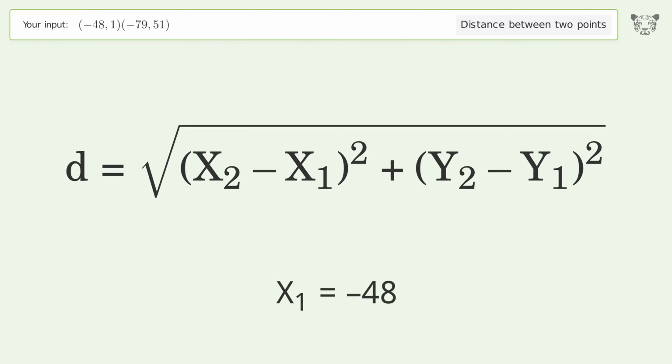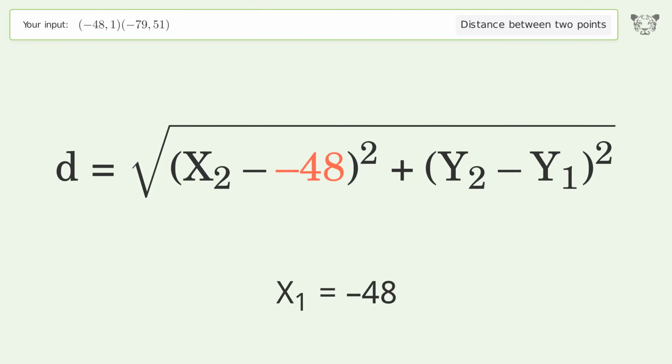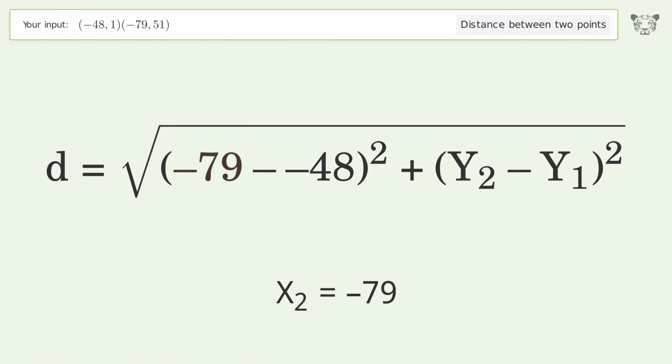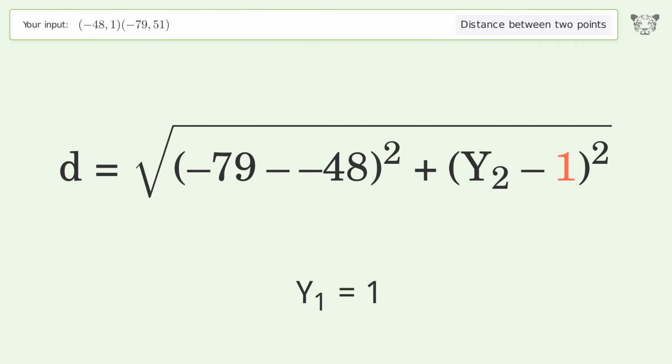x1 equals -48. x2 equals -79. y1 equals 1. y2 equals 51.